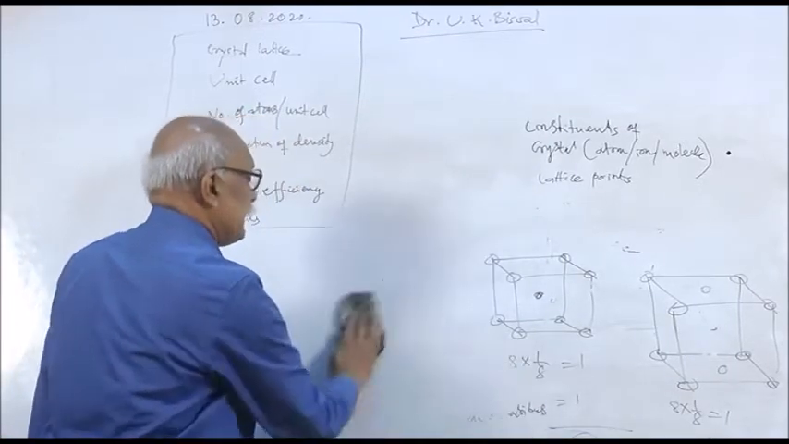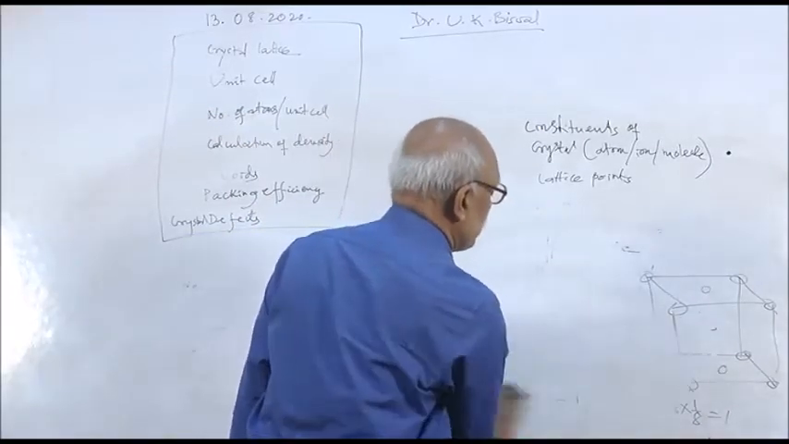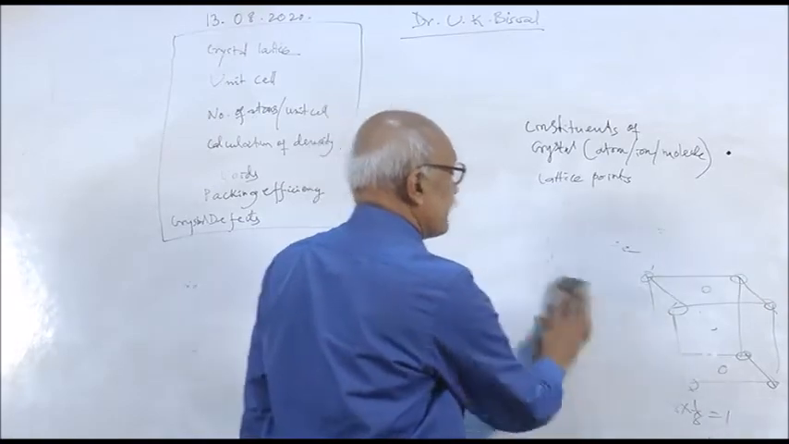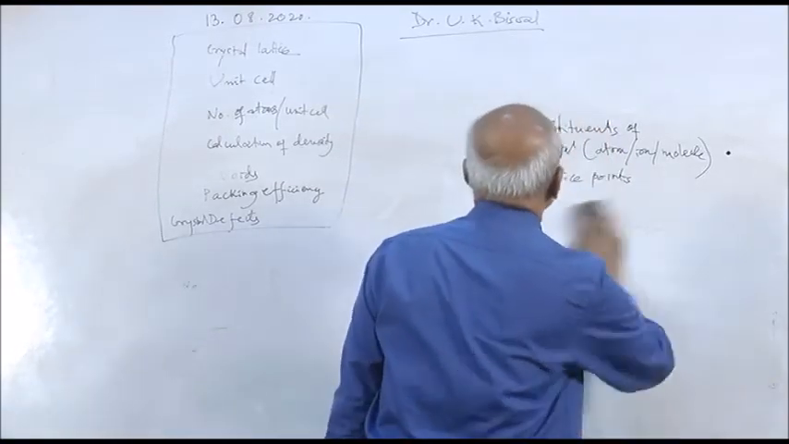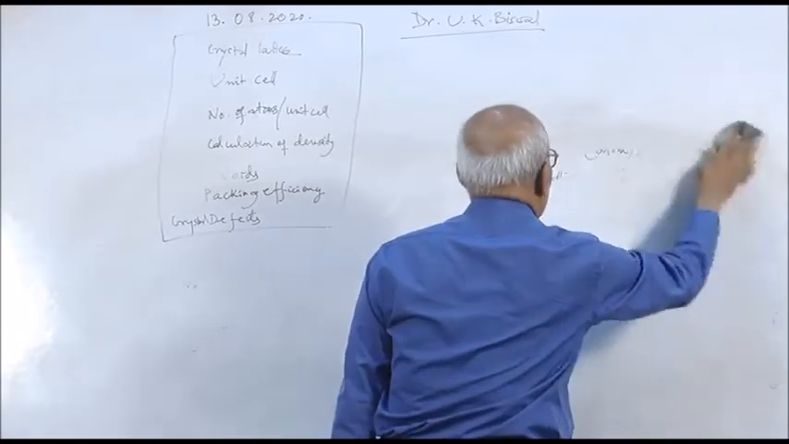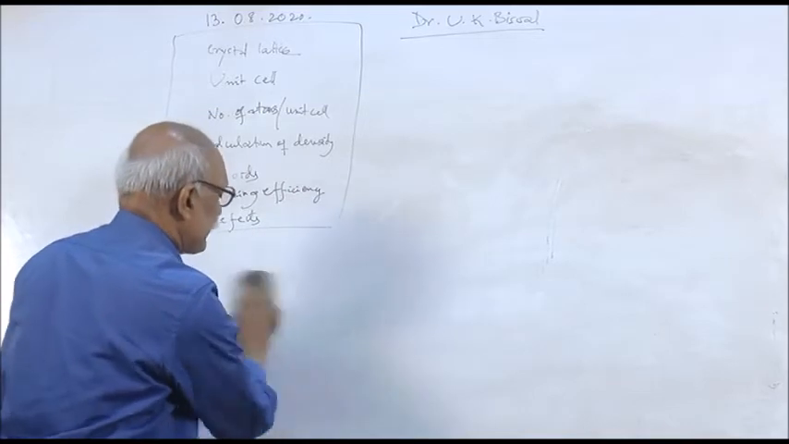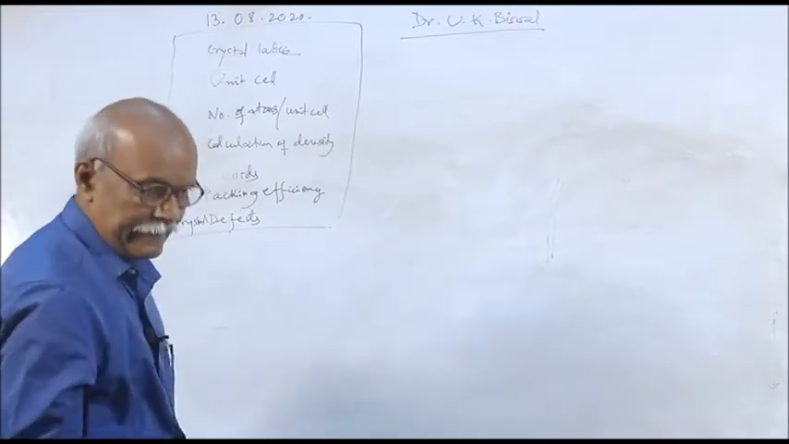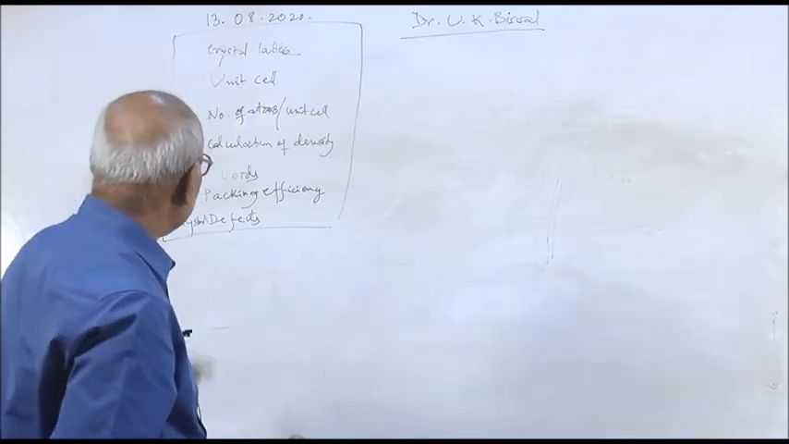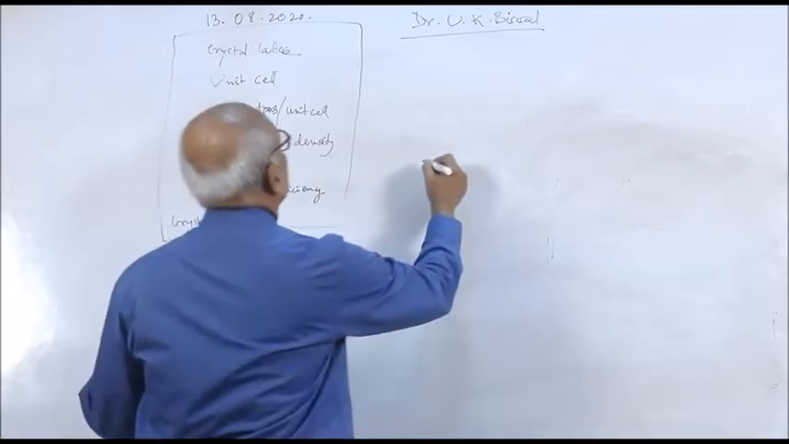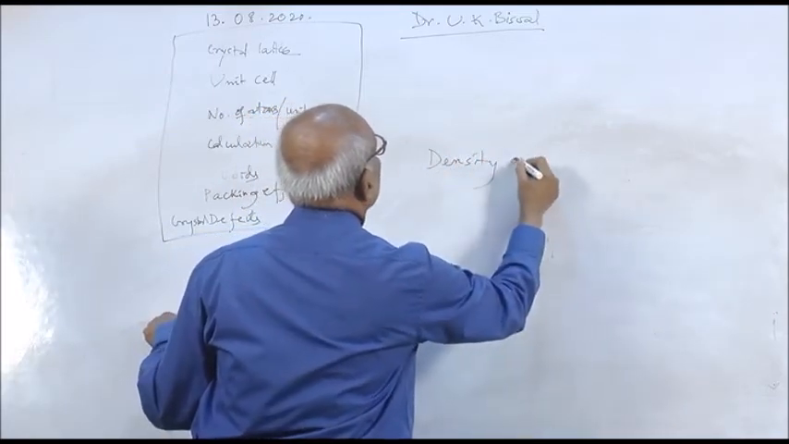As we consider, there are 3 types of unit cell: the primitive unit cell, the face centered unit cell, then the end centered unit cell. So this way we can calculate the number of atoms per unit cell of a crystal. Then how to calculate the density of the crystal?